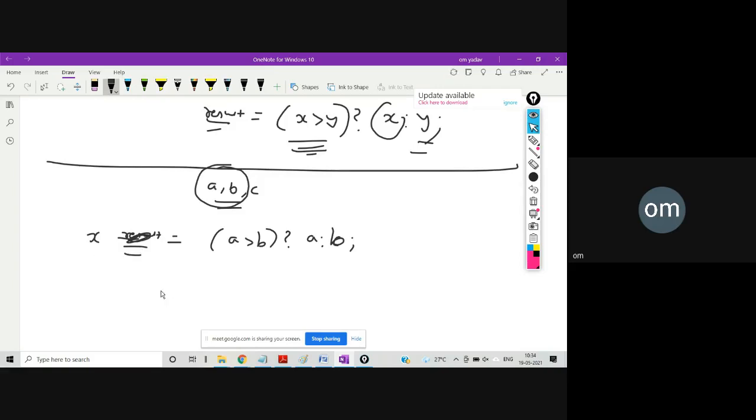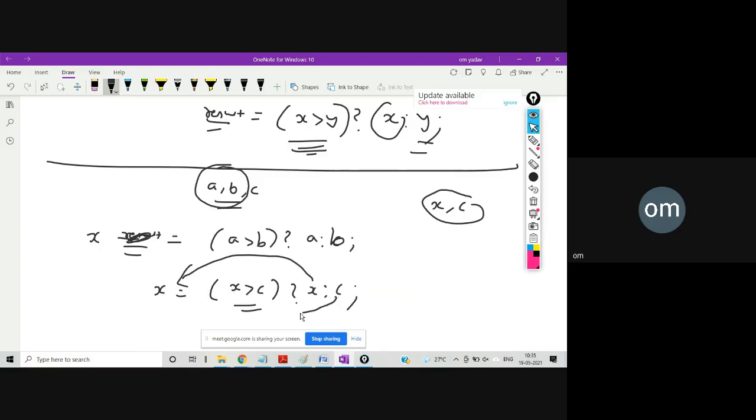So that value will come in X. Now I can check X with C. So I'll write again: if X is greater than C question mark, then X, else C. If X is greater than C, then copy the value of X into X only. If this condition is false, then assign the value of C to X. And this is how we can determine which is the greatest among the three numbers, again by the ternary operator.